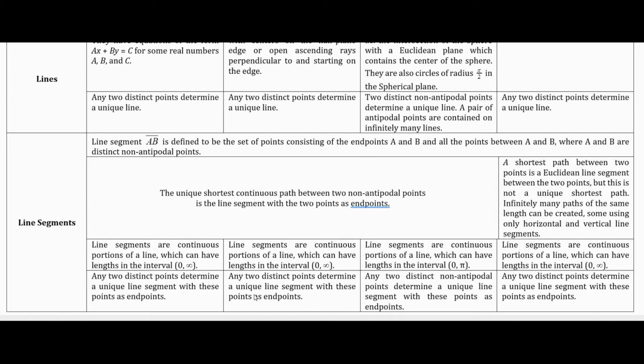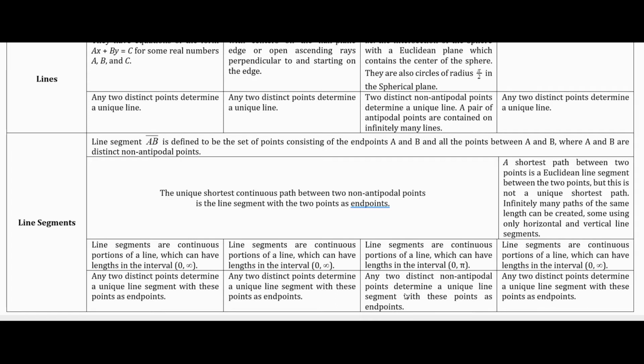Remember, when we say determine a line, we mean that given two points, there exists exactly one line containing those two points. That's also true in taxicab geometry. Line segments are continuous portions of a line which have lengths in the interval 0 to infinity, and any two distinct points determine a unique line segment with these points as endpoints. In spherical geometry, line segments are continuous portions of a line, but they can only take on lengths between 0 and pi, non-inclusive.